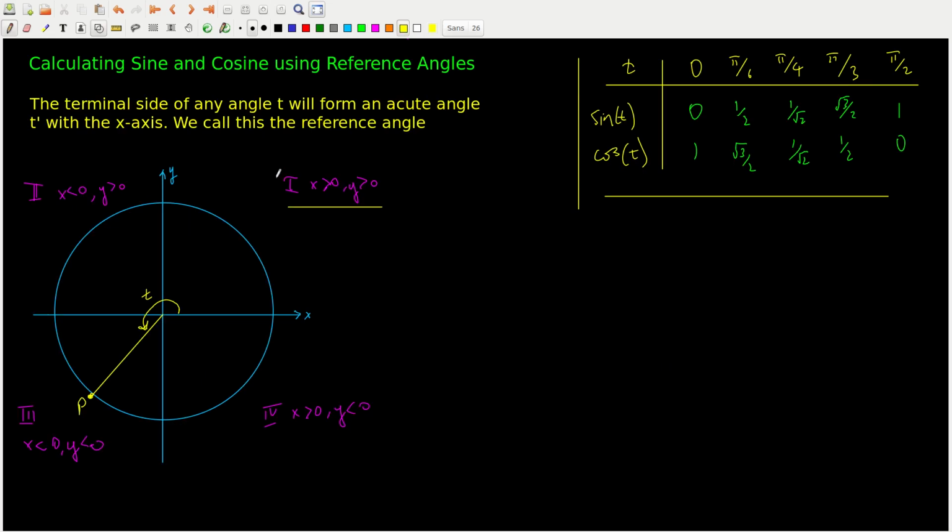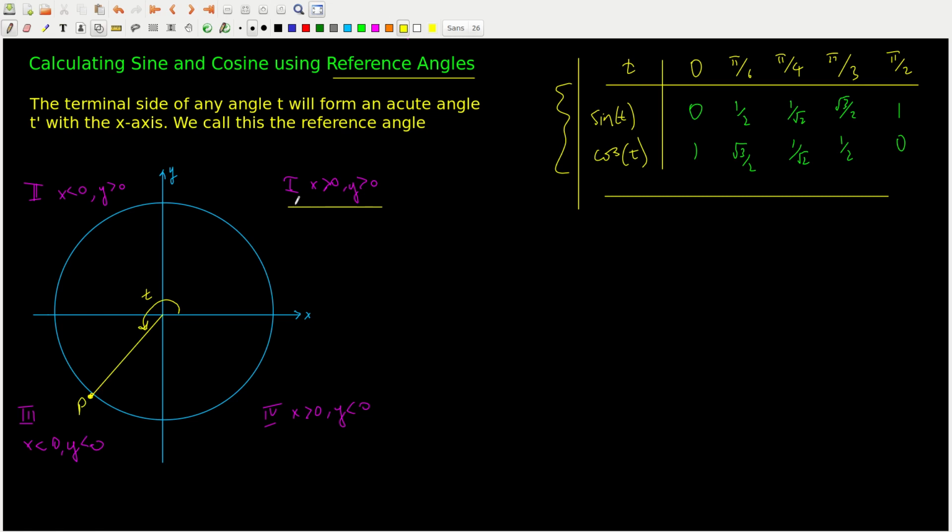Our final idea today is that of reference angles. And the point of a reference angle is it lets us take angles that are in quadrants other than the first quadrant and map them back and think about the values of sine and cosine in the first quadrant. And we've just calculated a bunch of sine and cosine values in the first quadrant. So here's an angle that I've drawn in the third quadrant.